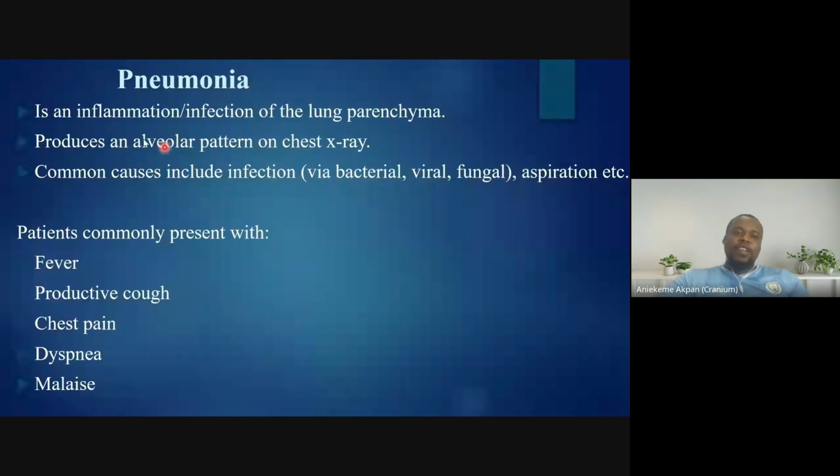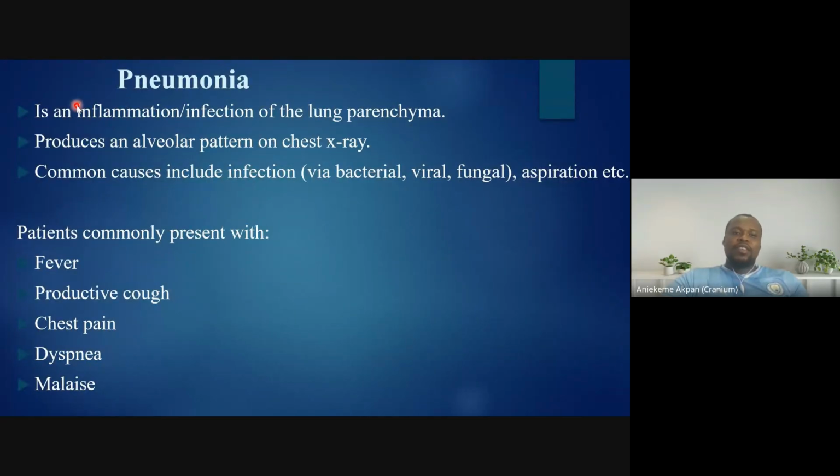So, pneumonia. Pneumonia is simply an inflammation or infection of the lung parenchyma that produces an alveolar pattern on a chest X-ray. And remember, we said with an alveolar pattern, you are going to have a bronchogram. Very, very important that you are going to see a bronchogram, and you are going to see consolidations within a particular segment or lobe. Common causes of this infection could be bacterial, viral, fungal, or aspiration. And pneumonia is mostly associated with the lower lobe of the lungs.